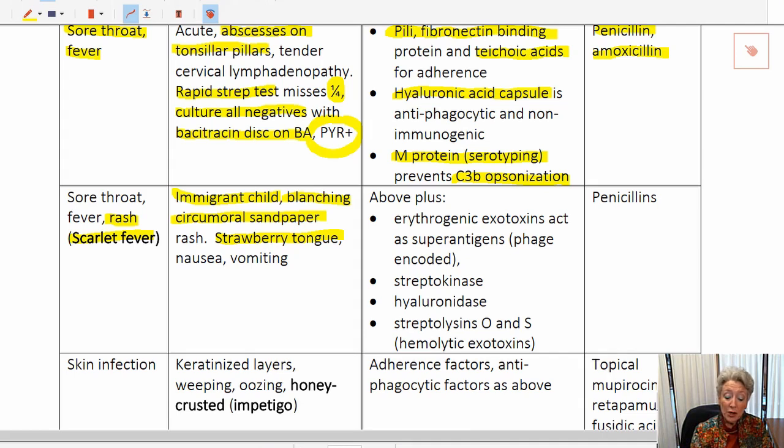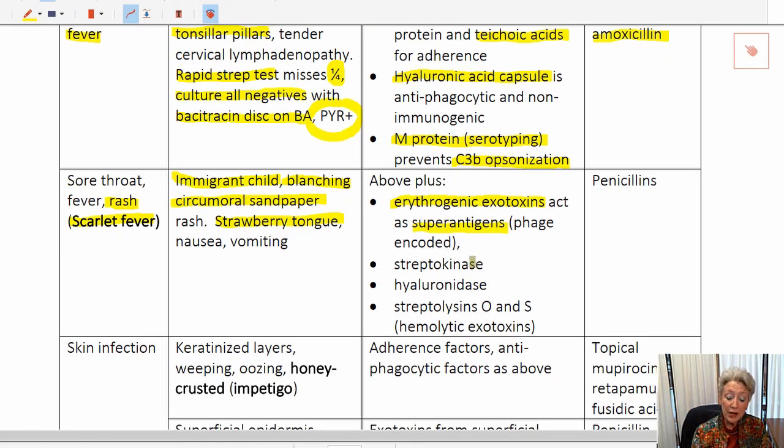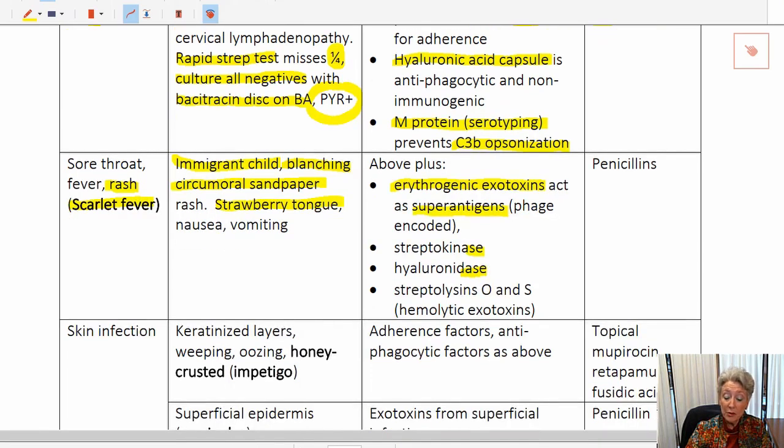It is the exotoxins that are erythrogenic. These cause the fever and rash. And remember, they act as superantigens. And then, of course, the enzymes that tend to degrade the extracellular matrix and cause the hemolysis that we see on the blood agar.